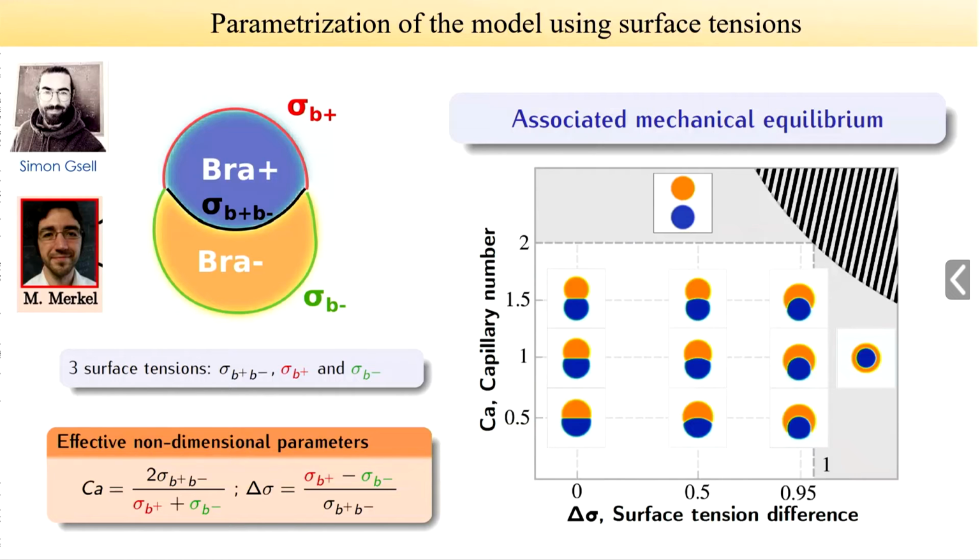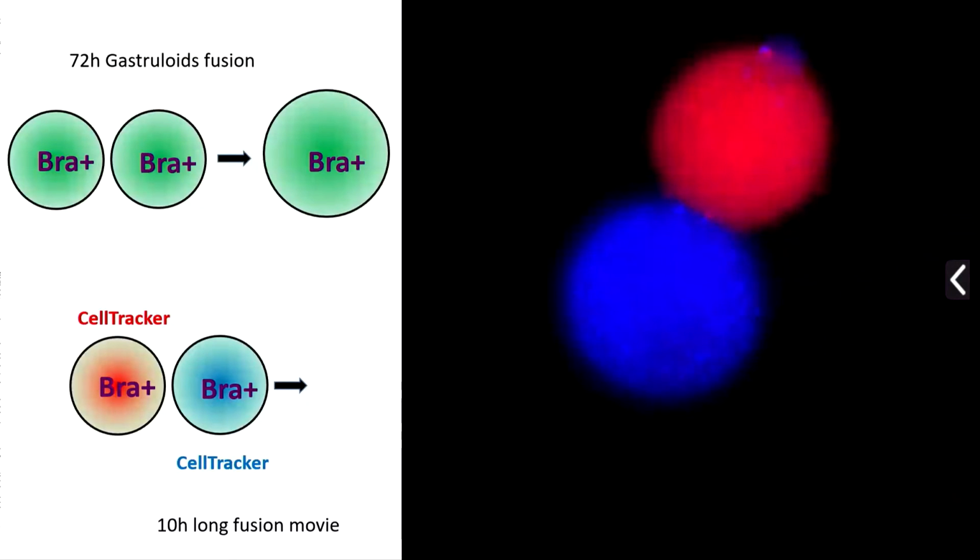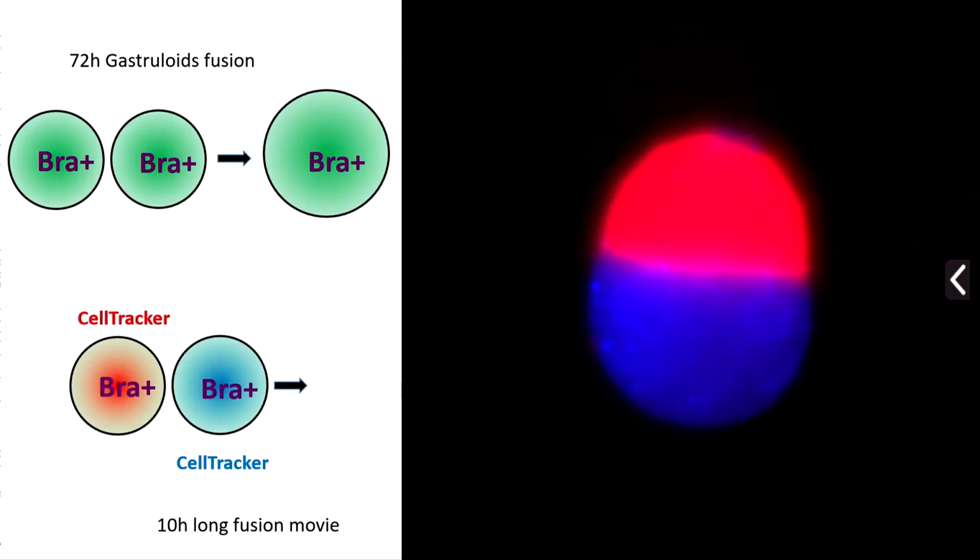So in some sense, if you force two aggregates of different nature to fuse, and if you assume that they would reach equilibrium and analyze that, you can infer the kind of relations you have between the surface tensions. So this is what I did. Here I took two brachyury organoids and I just incubated them in different cell trackers. So here just epifluorescence microscopy. And you can see that they would migrate.